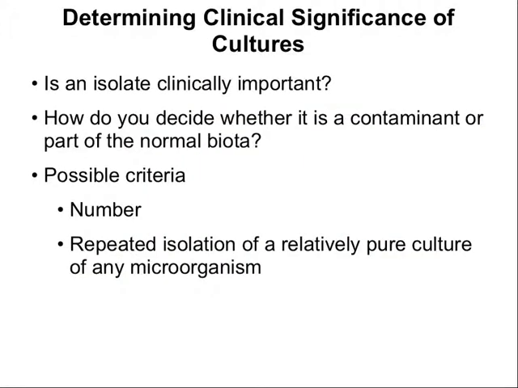Often we need to determine the clinical significance of cultures. Is something that we've isolated clinically important, or is it just normal biota? How do you decide whether it's contaminant or normal? Some of the possible criteria are the number of them. And if you can repeatedly isolate a relatively pure culture of any microorganisms in numbers that would suggest that it has become pathogenic.